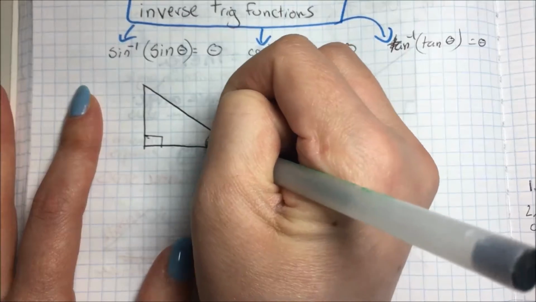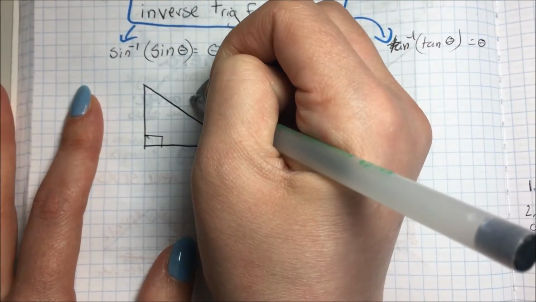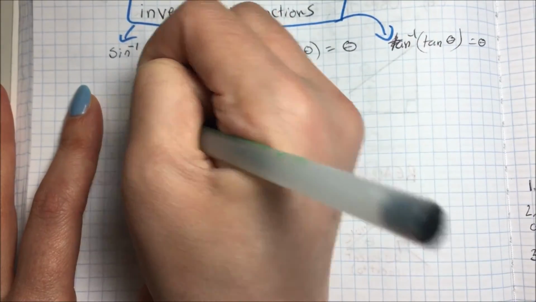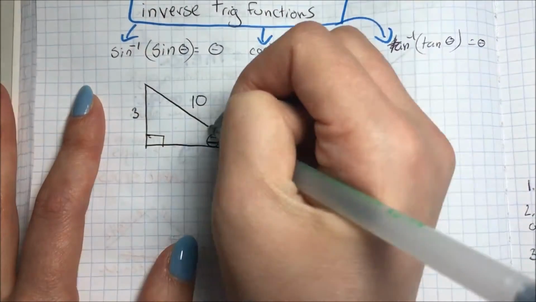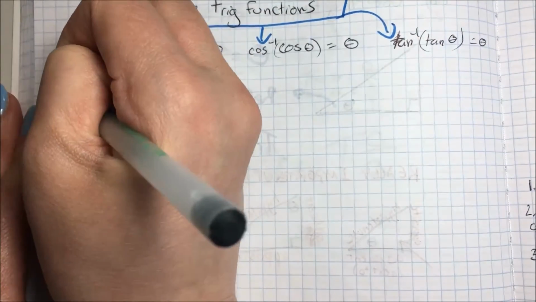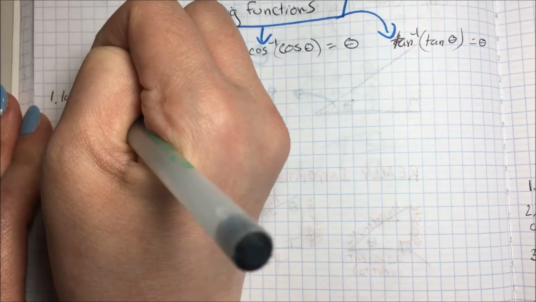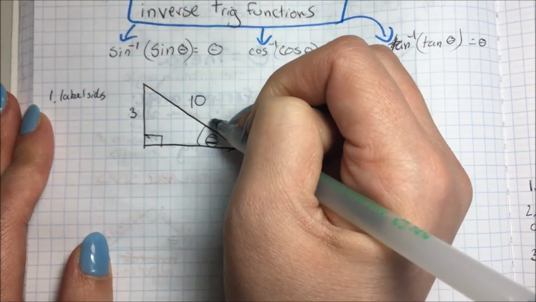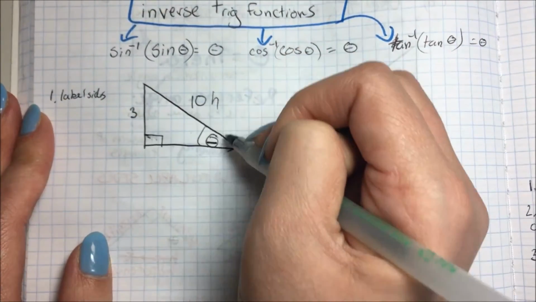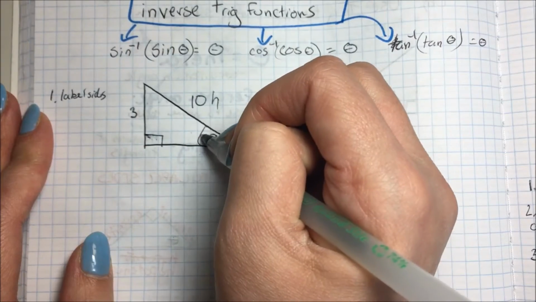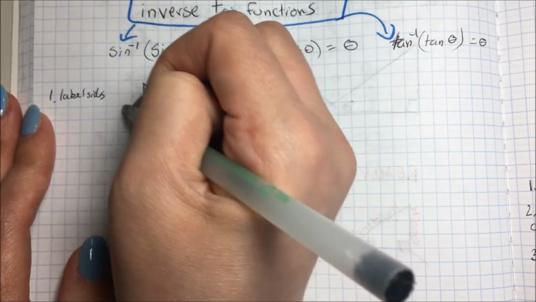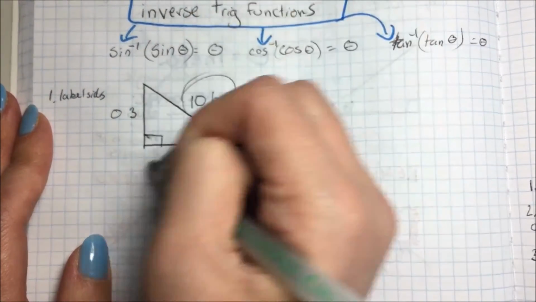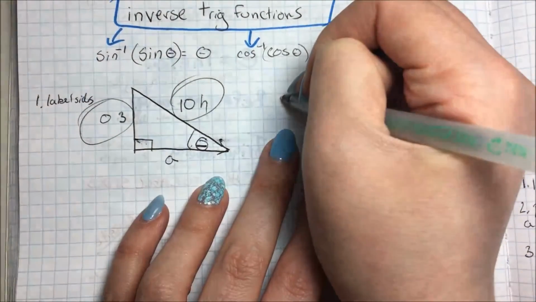Let's say I wanted to know this angle right here. And I knew that this was 10 and this was 3. So again, I'm still going to label my sides. It's always step 1. So here's the hypotenuse across from the right angle. If I follow that reference angle back along the mark, I get adjacent, and across from it will be opposite. So I have H and O, so I'm going to use sine.